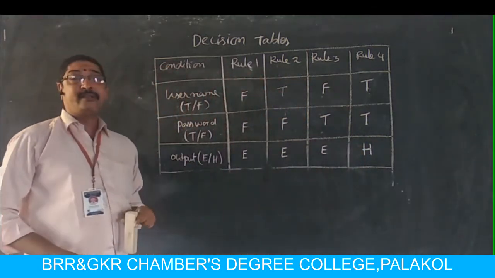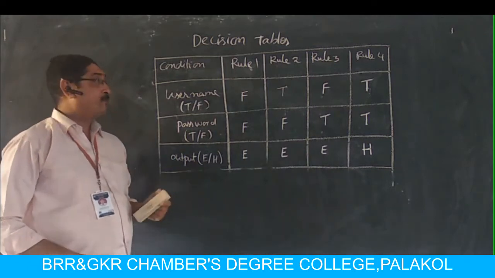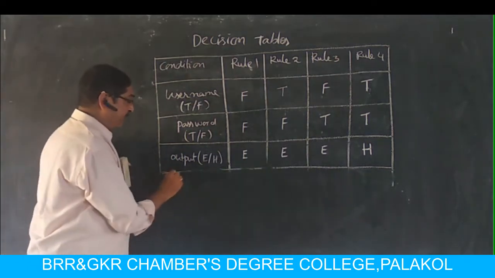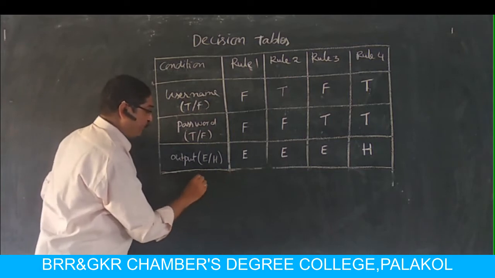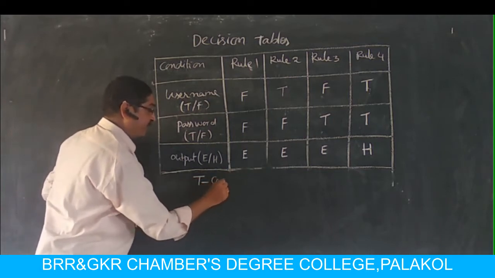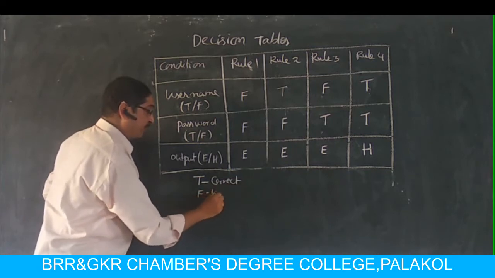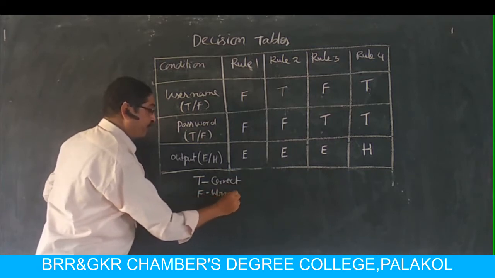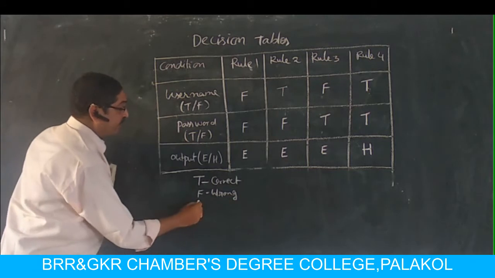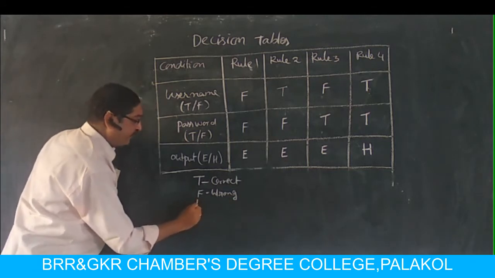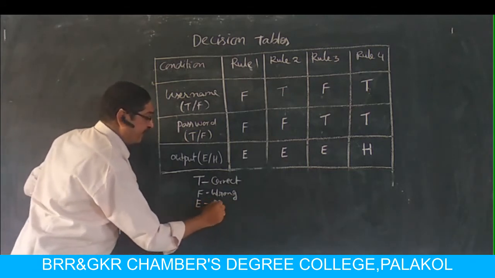So please observe this diagram. Here, the meanings for the legends are: if it is true, that is correct. If it is false, wrong information. If it is E, display error.